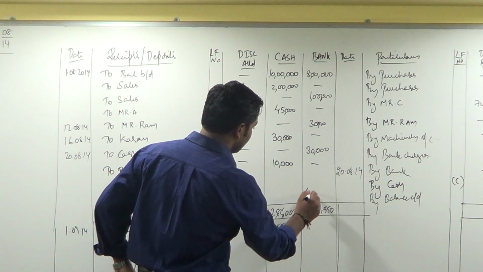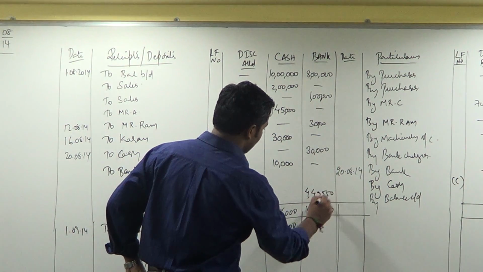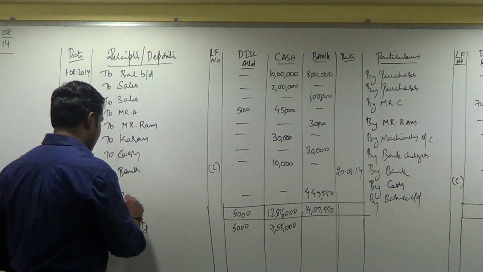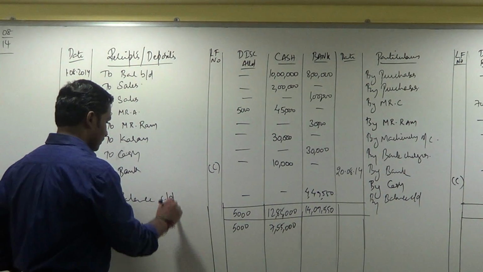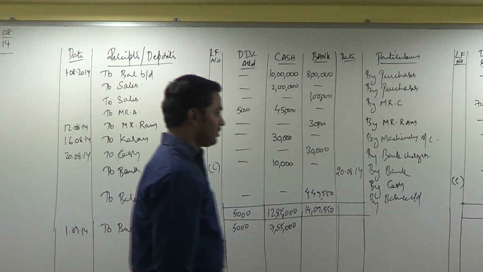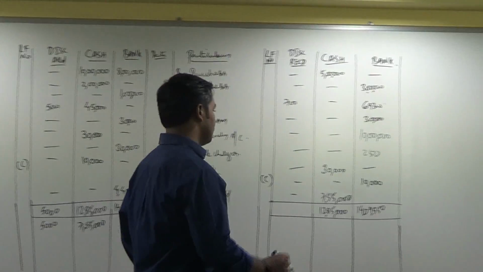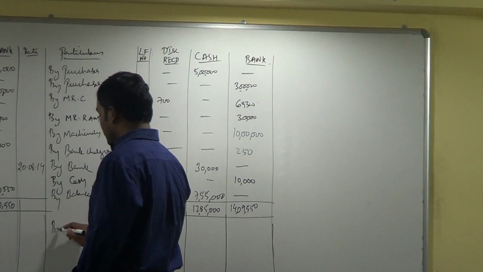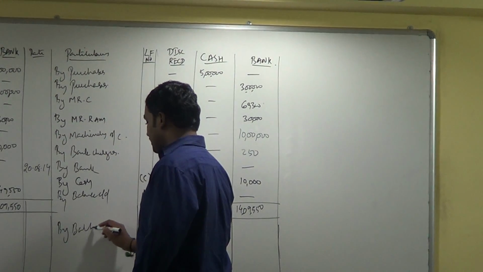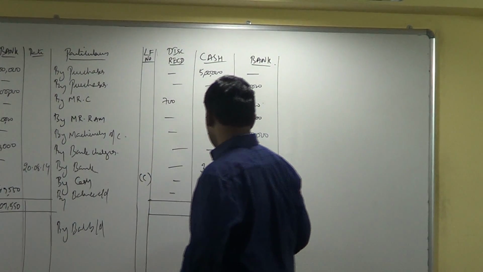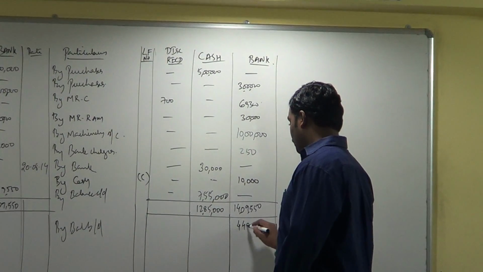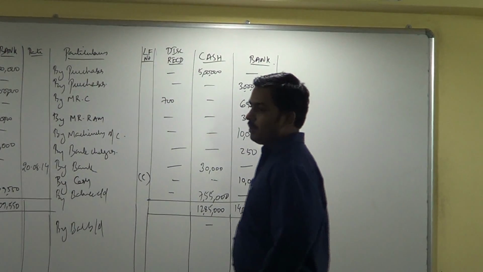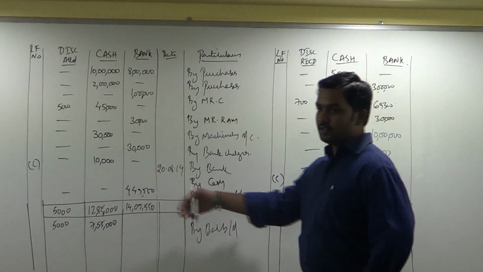4,49,550 is the balance left. To balance carried down, 4,49,550. Bring it to the higher side. By balance brought down, bank column, 4,49,550. You bring the difference to the higher side.